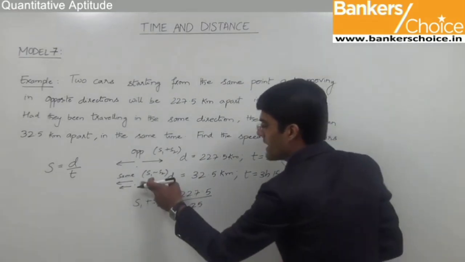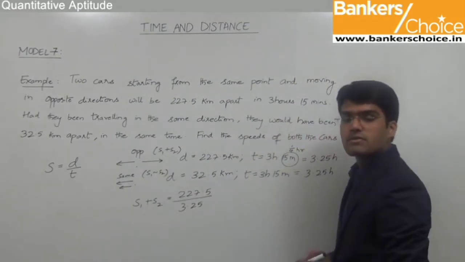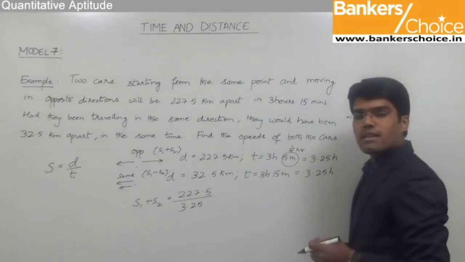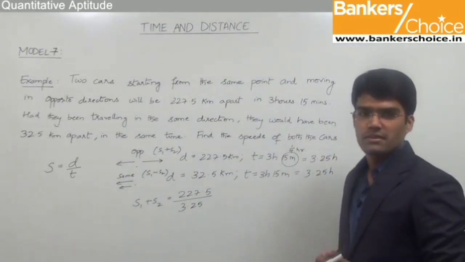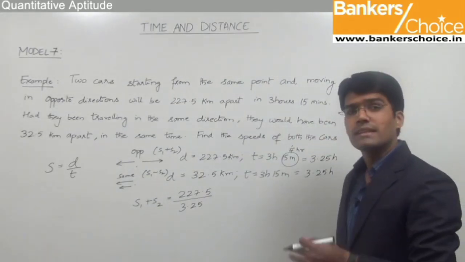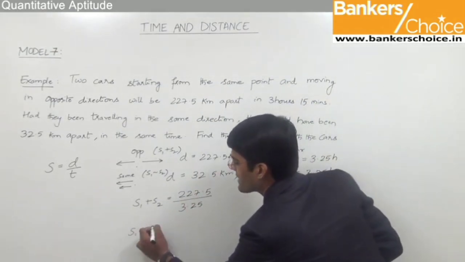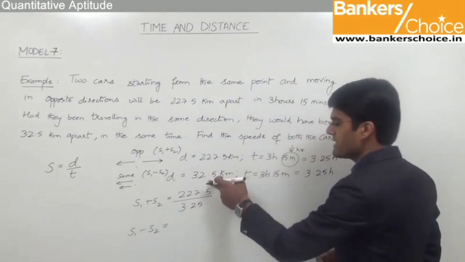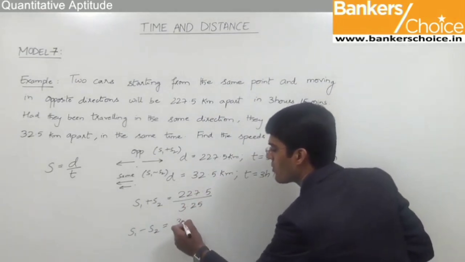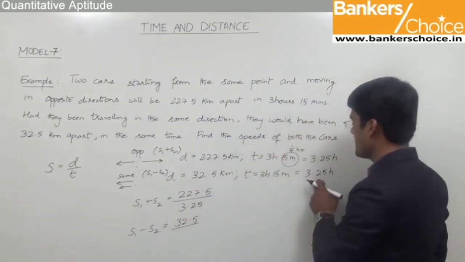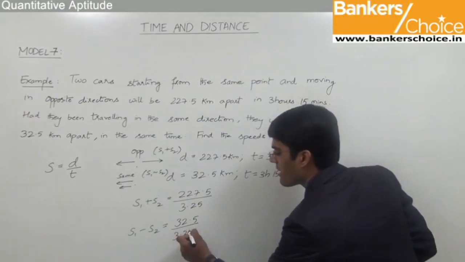And when they move in the same direction, the relative speed is S1 minus S2. See, generally we take the difference because we need to have a positive relative speed. So here let us assume that the first car is running at a higher speed. So we can take it as S1 minus S2, and that should be equal to distance by time. So the distance is 32.5 kilometers and the time taken is 3.25 hours.